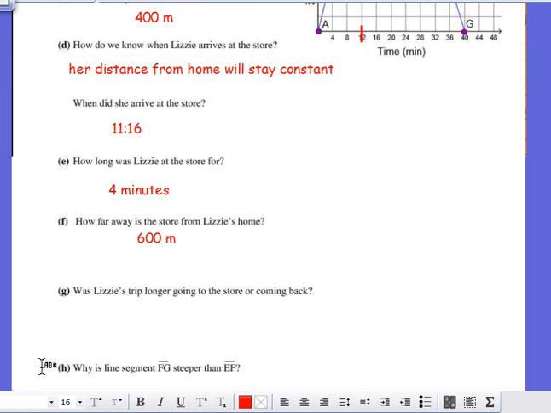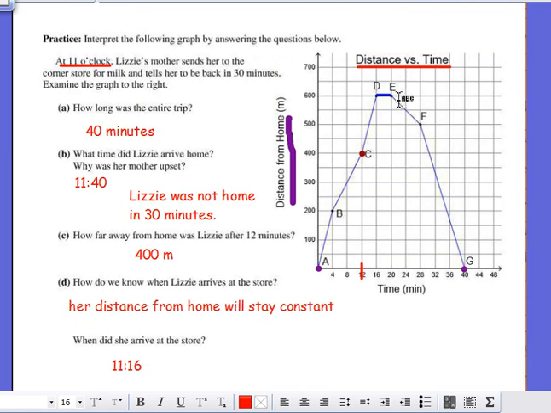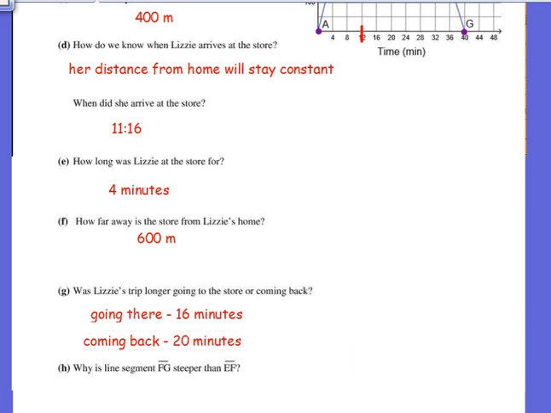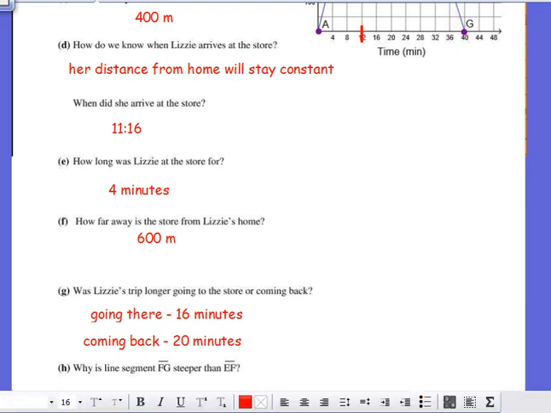Question G. Was Lizzie's trip longer going to the store or coming back? Remember that we said before up here that she arrived at the store at 11:16. So going there, it took her 16 minutes. Let's see how long it took her coming back from the store. So she left the store at 11:20. She got home 20 minutes later. So that means coming back from the store, it took her 20 minutes. So which one took her longer? Coming back from the store. Okay.